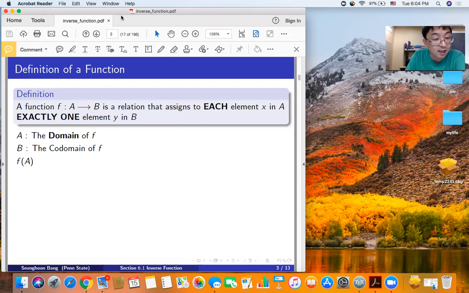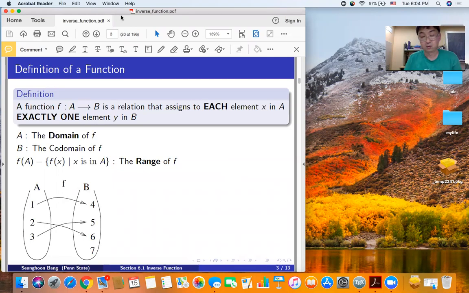So what's f of A? f of A is all the function values f of x such that x is in the domain of f, like A. So we call f of A the range of f. So this is an example. This is a diagram of the relation f. This is my example. Is this a function?